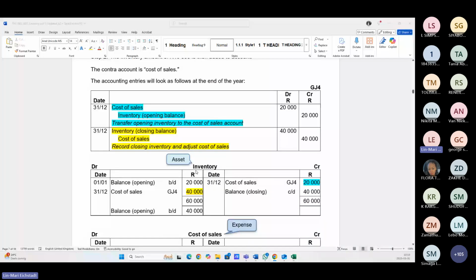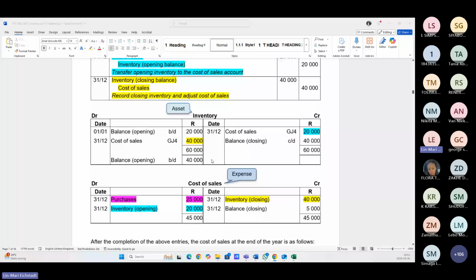We take that to cost of sales. So we take that out. So the balance after these 2 entries would be 0 because the debit equals the credit. And then we bring in our cost of sales, from cost of sales, our 40,000 inventory, and that is our closing balance, which in the next year becomes our opening balance.